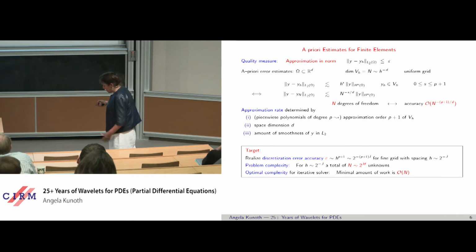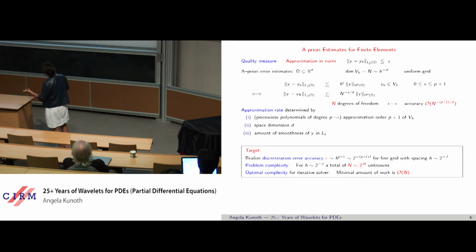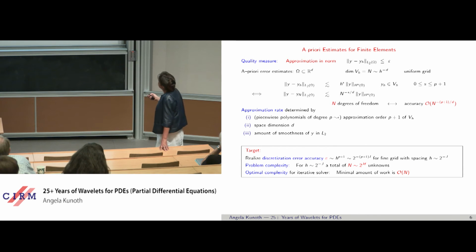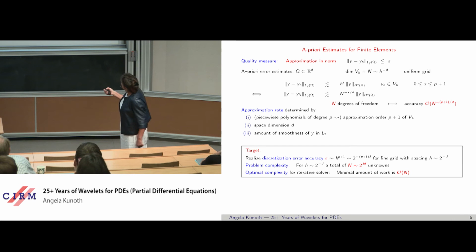The second issue is whatever you do, you should think before what is the best that you can achieve. And this is given by a priori estimates for finite elements, and then a quality measure would be to approximate the solution with respect to a norm. I've chosen here, for instance, the L2 norm. So the idea is if you have a uniform grid, the dimension of your space is n, which is proportional to h to the minus d, then a priori finite element estimates give you an estimate like this, that the exact solution can be approximated with the Galerkin solution coming from the space V_h by the grid size h to the s, times the solution measured in the Sobolev space H^s.